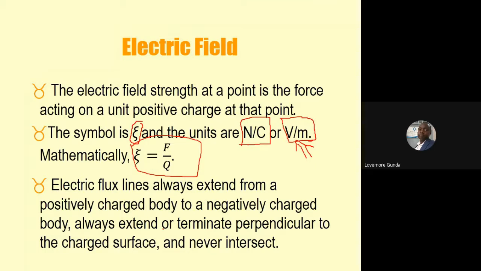This is what I was explaining, that the flux lines will move away from the positively charged body towards the negatively charged body, right? And they always meet the charged surface at 90 degrees. So at the intersection, that angle should be 90 degrees.